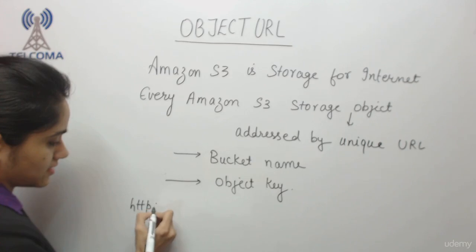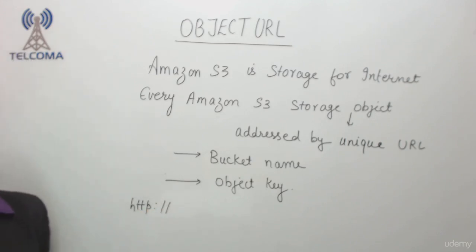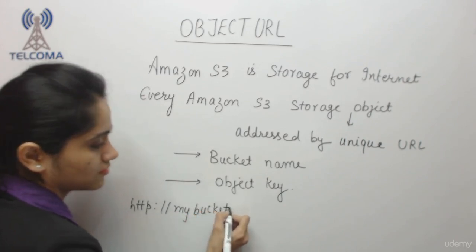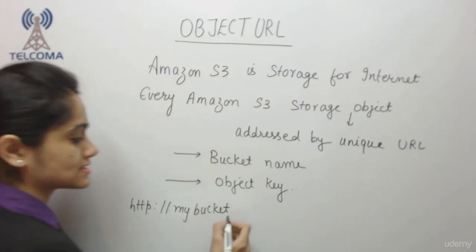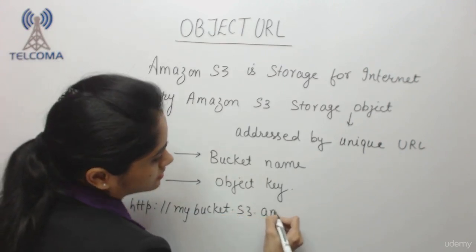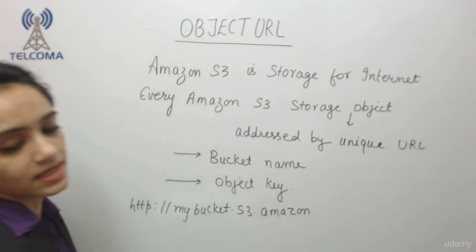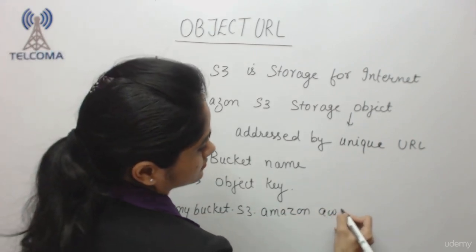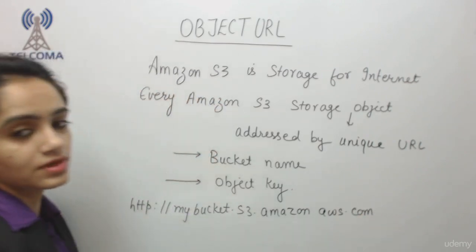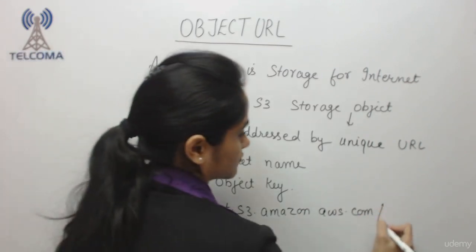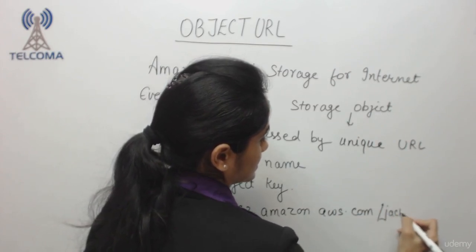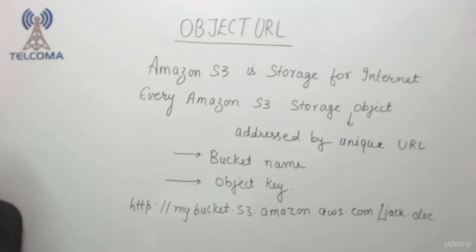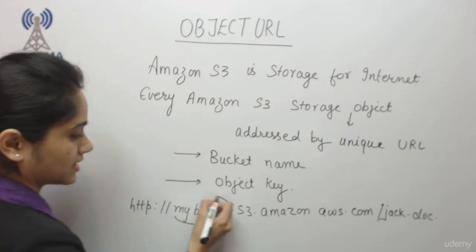Like we have the hypertext transfer protocol. Now how do we define it? http://mybucket.s3.amazonaws.com/. Now we require to define a name, for example, jack.doc. Now here in this case, the S3 bucket name will be mybucket.